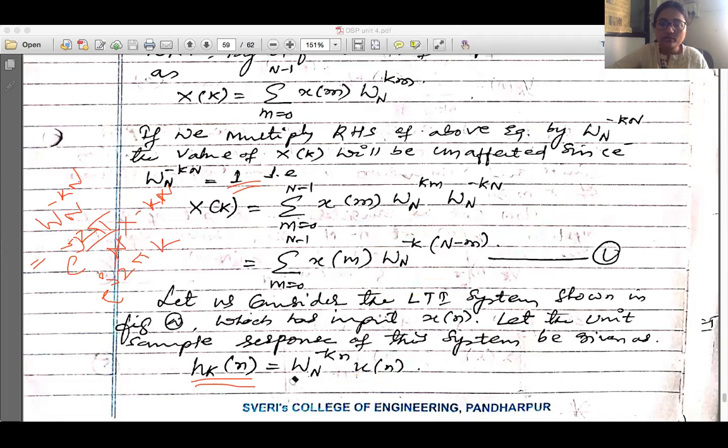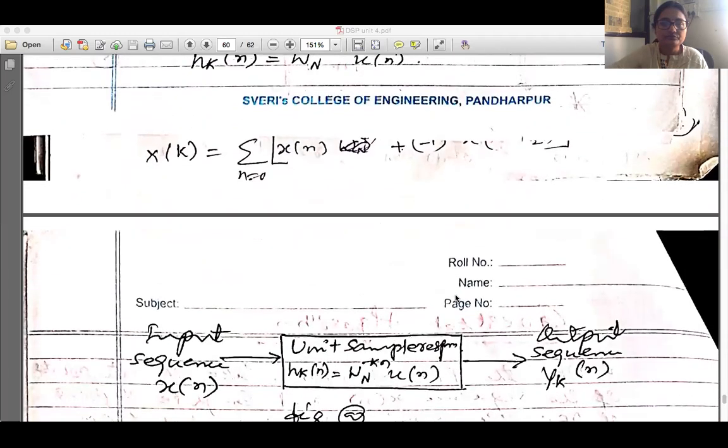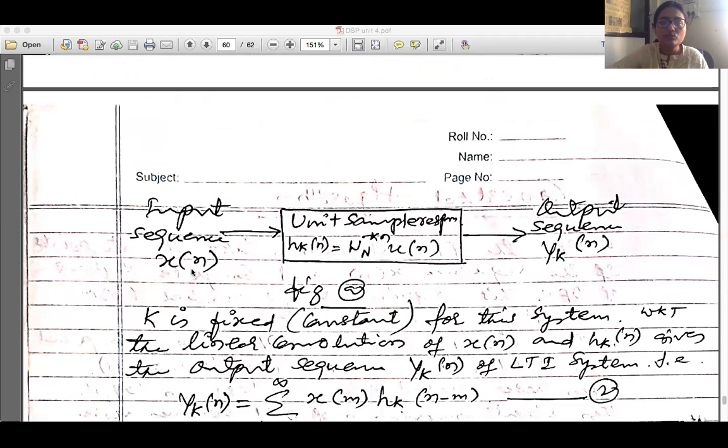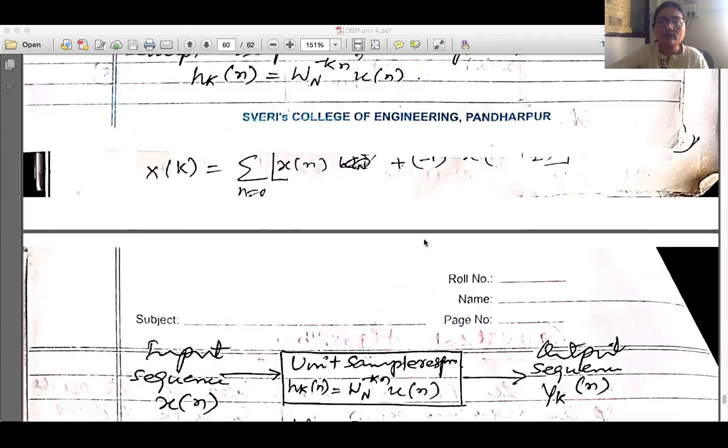As we have an LTI system with us, we can easily realize the system. So we will realize the system. This system has input sequence x of n. It's a unit sample response. The impulse response is W raised to minus kn suffix capital N into u of n. u of n is the unit step sequence, right?